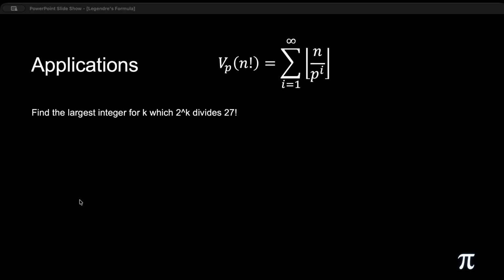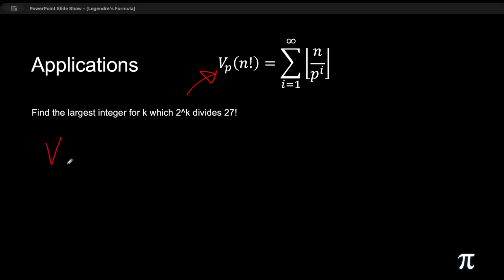Okay, now let's try this practice problem for fun. Find the largest integer k for which 2 to the power k divides into 27 factorial. So we can use Legendre's formula for this. And why? Well, because 2 is a prime factor, and we need to find how many times it appears in the factorial. So let's write it in the form of the formula.